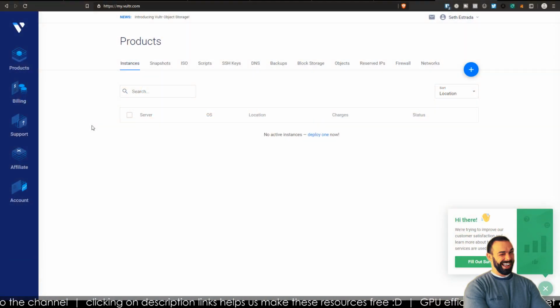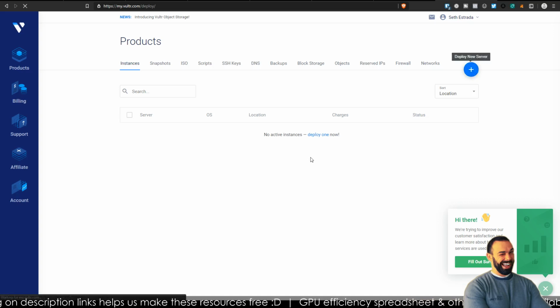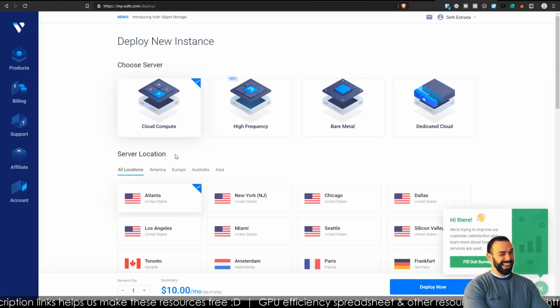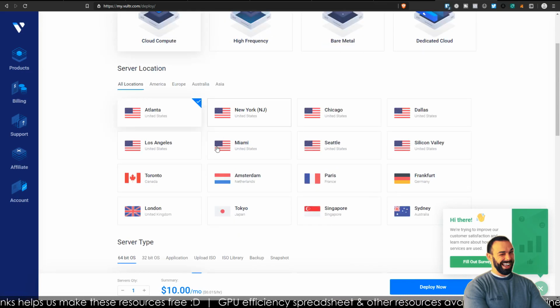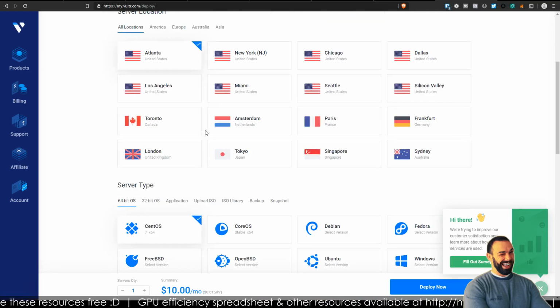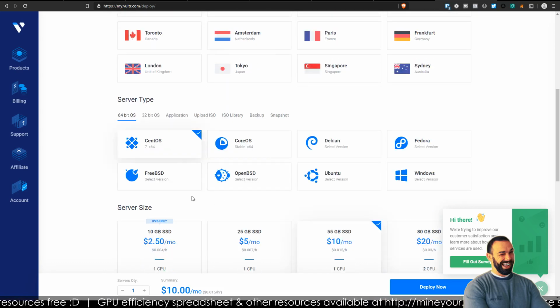It's really very simple to set up a VPS on Vultr right here. I'm going to click on deploy new server from the main dashboard. And then I can choose exactly which location I'm going to deploy that server from. I'm just going to choose Atlanta because I want to stay in the central time zone. I could do Chicago as well, right? But I'm going to choose Atlanta. I'm going to choose Ubuntu 18.04, 64-bit.